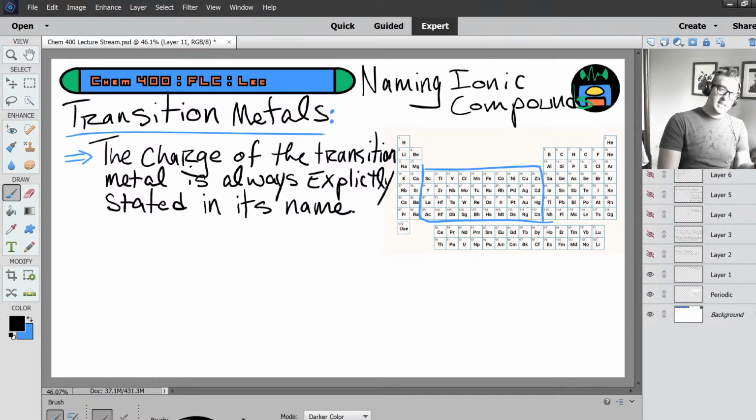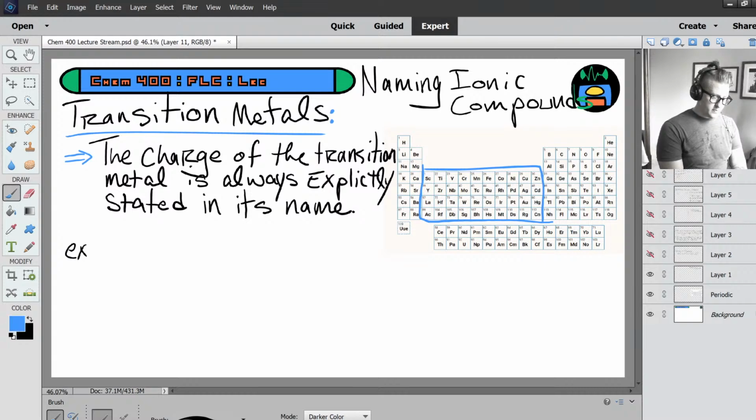This will make your job easier and harder. It'll make it easier if you're given the name of a transition metal or a compound containing a transition metal, because the charge will be right there in a parentheses. It'll make it harder because if you're given a formula and you've got to determine a name, you must also figure out what its charge is, all right? So one way it's a little faster, the other way it's a little slower. It works out to be pretty much the same. All right, so what am I talking about? How is the charge explicitly stated? Well, it'll be explicitly stated like this.